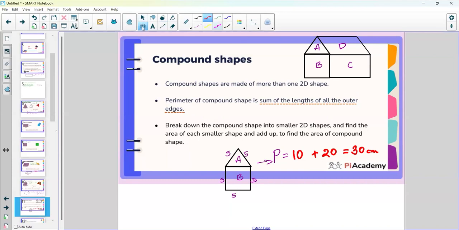What I did wrong was, this is an outside length. This is also an outside length. This, and this as well. But I have also included these two lengths in my perimeter workout. The length which is in between, this should not be considered.